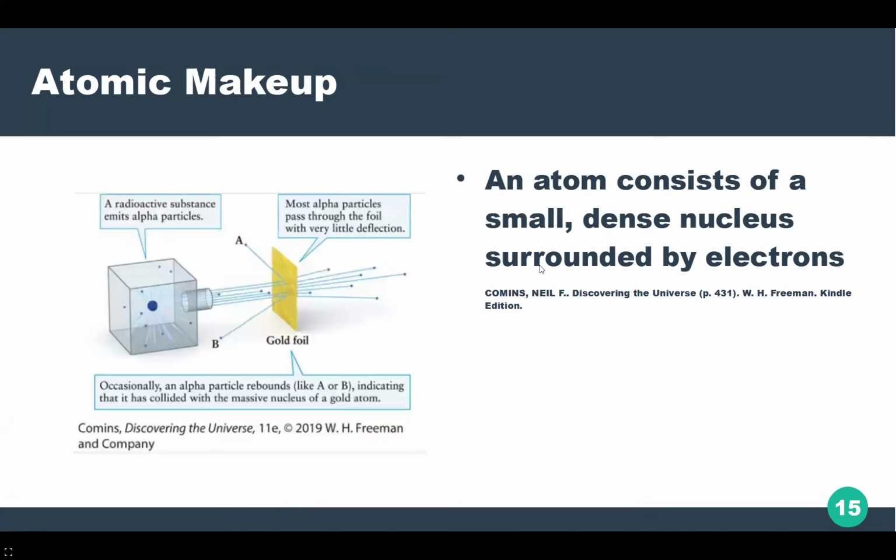by electrons, rather than the plum pudding model which scientists had previously used, which stated that positive and negative charges were going to be relatively uniformly distributed throughout the material.